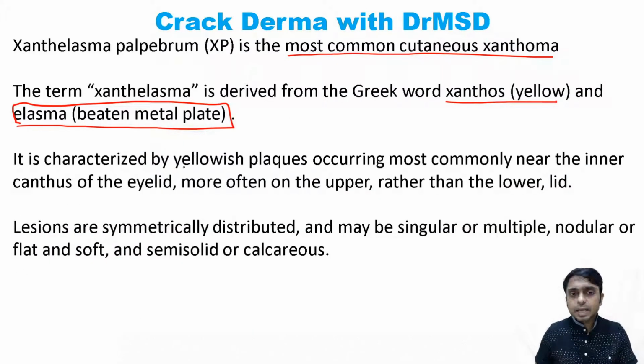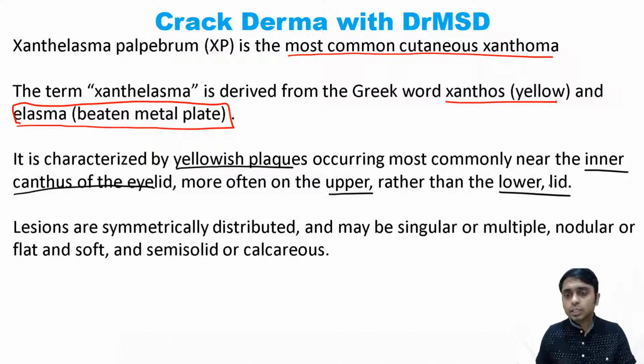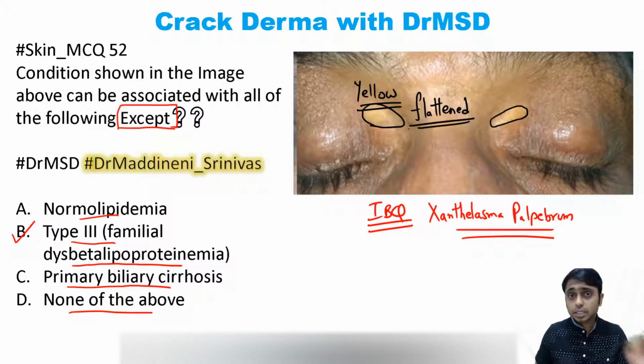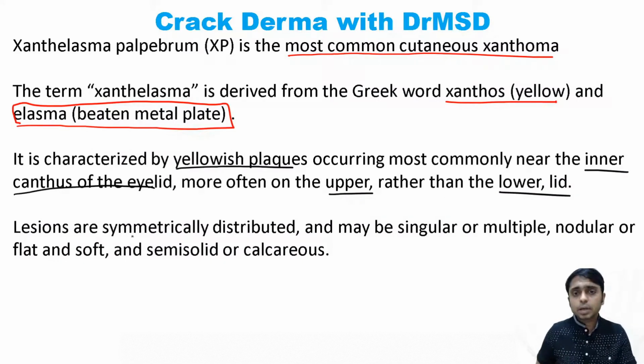It is characterized by yellowish plaques occurring most commonly near the inner canthus of the eyelid, and more often on the upper rather than the lower eyelid. You can see that this particular picture is very characteristic and classical, a descriptive term which can be used to explain the xanthelasma palpebrum, with the lesion over the inner canthus and mainly over the upper eyelid.